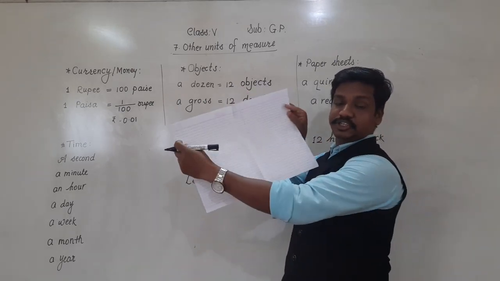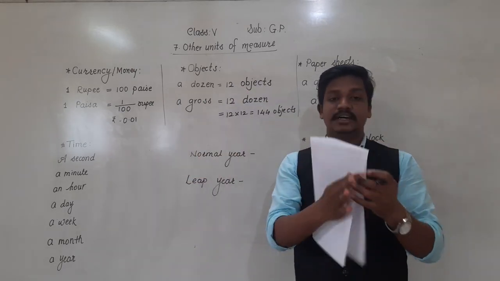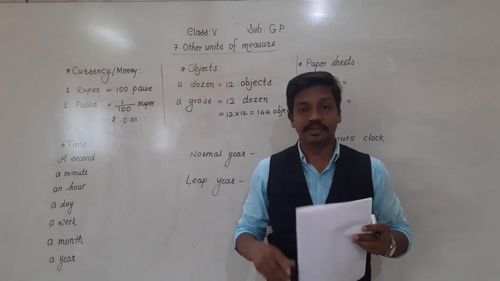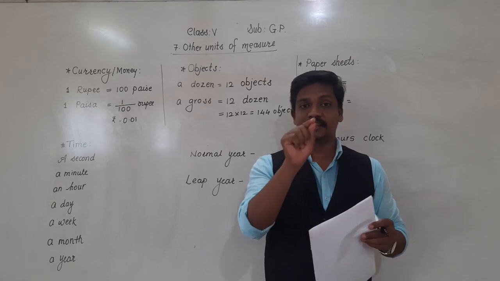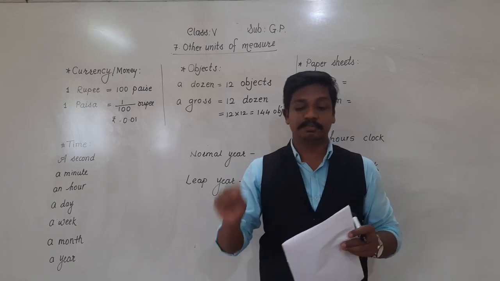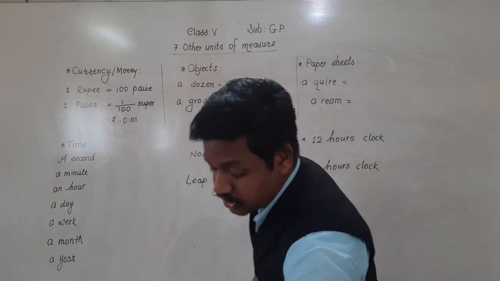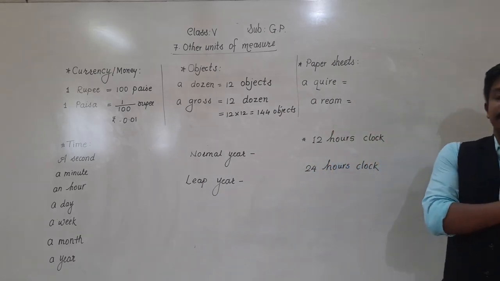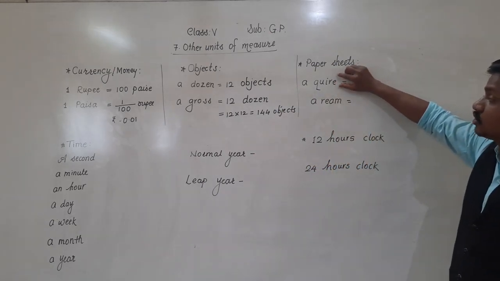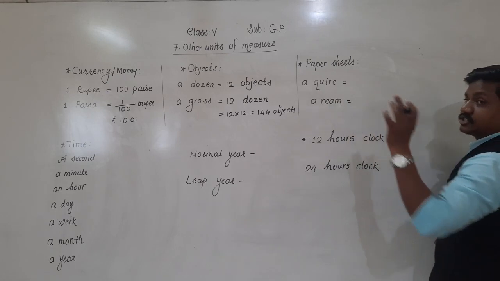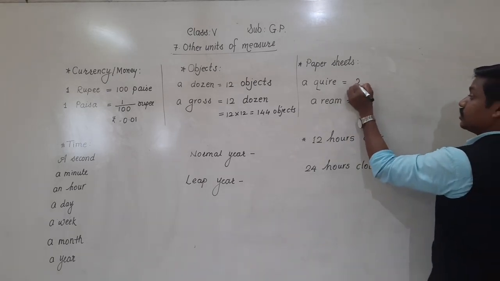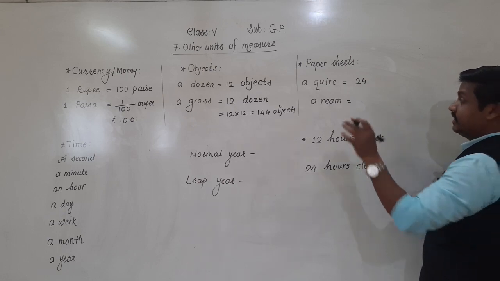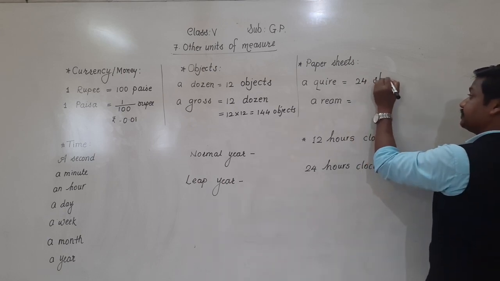The whole page is called a sheet of paper, and there are a total of 4 pages of the notebook. 4 pages of the notebook, including both the sides, make one sheet of paper. Understood? So such sheets of paper we have to count using this unit, a quire. Now a quire means how many sheets of paper? 24 sheets. 24 sheets, not pages again. 24 sheets of paper.